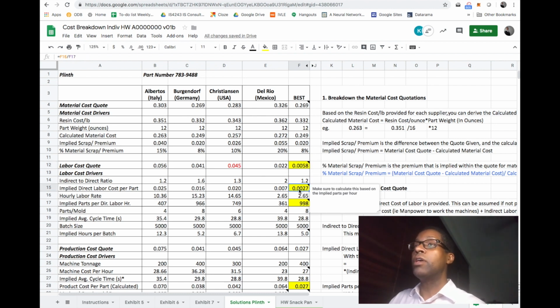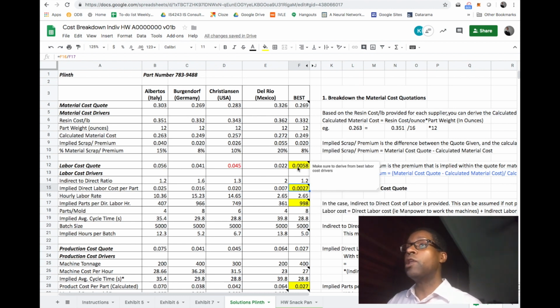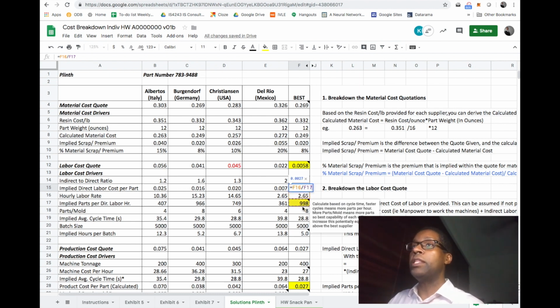0.0027. And in fact, this labor cost quote, it almost looks like it doesn't make sense, 0.0058. It's a factor of 10 lower than the best, right? So we're looking at why. Well, the implied direct labor cost per part is calculated based on two other really improved numbers. The hourly labor rate, which is the minimum of everyone, plus the implied parts per direct labor hour, which is the best and even better than everyone.